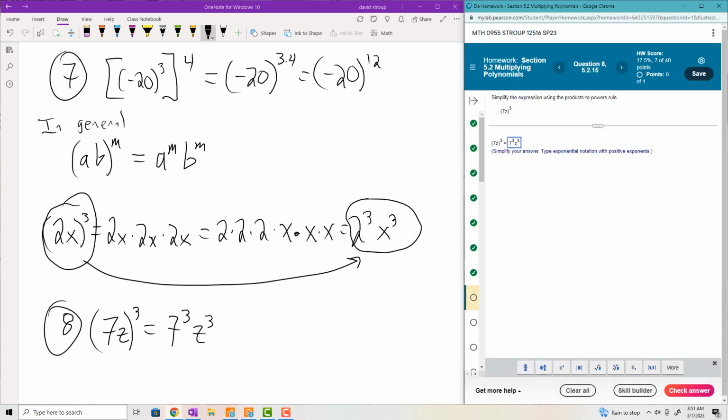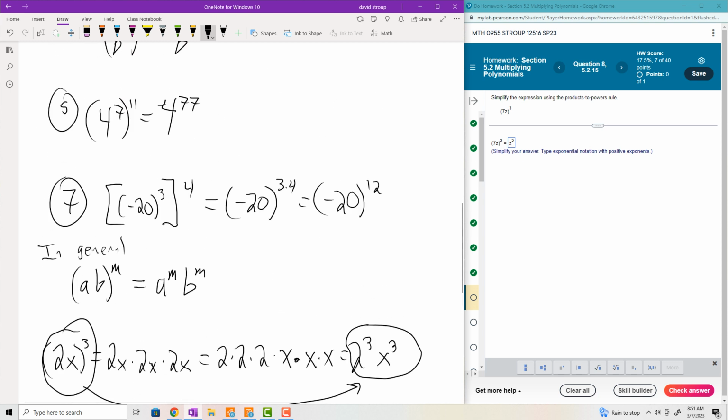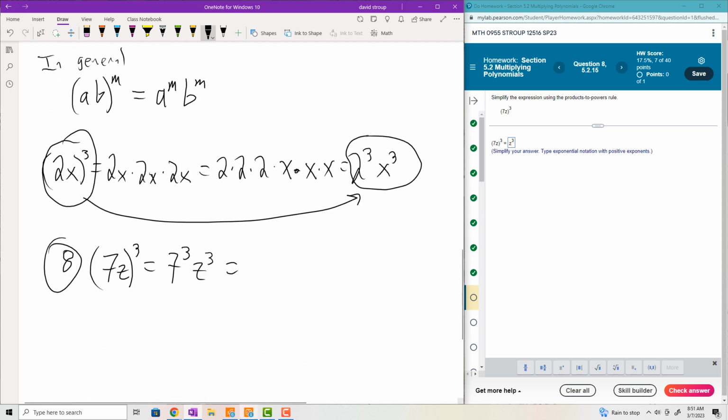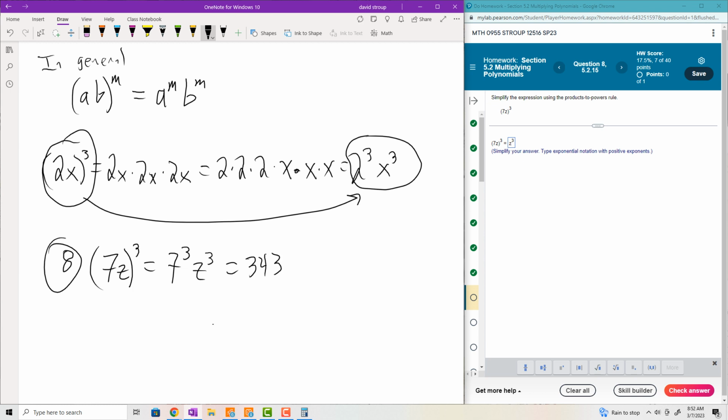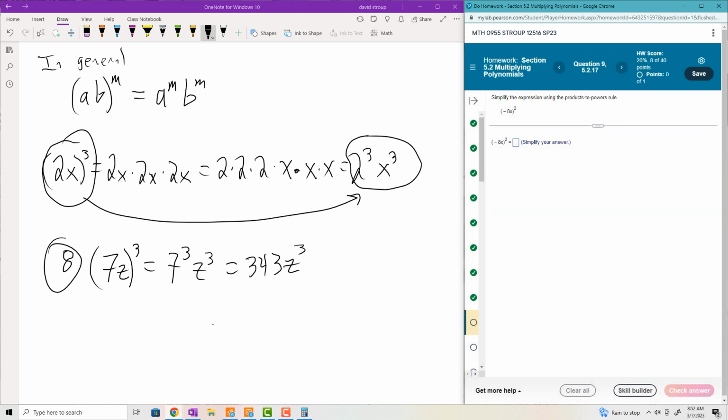Okay, so sometimes they want you to multiply out the 7 cubed part. If it's a small number, so back there with number 7, negative 20 raised to the 12th, it's a huge number, don't even bother. But if it's a small number like 7 cubed, they're probably going to want you to multiply that out. So 7 to the 3rd power is 343. So I'll put 343 z cubed. Yeah, there's no real rhyme or reason to it. It's just, if it's smaller, then go ahead and multiply out.